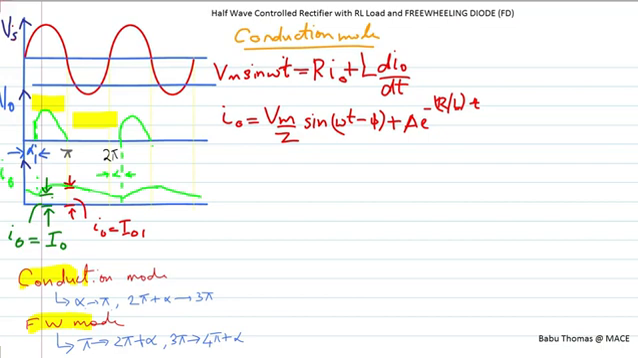In the conduction mode, we can write Vm sin omega t is equal to R I naught plus L into d I naught divided by dt. The current can be solved as in the earlier case. The total current I naught is the sum of the steady state component plus the transient component, so you can write I naught as Is plus It. This is the steady state component, and this is the transient component.